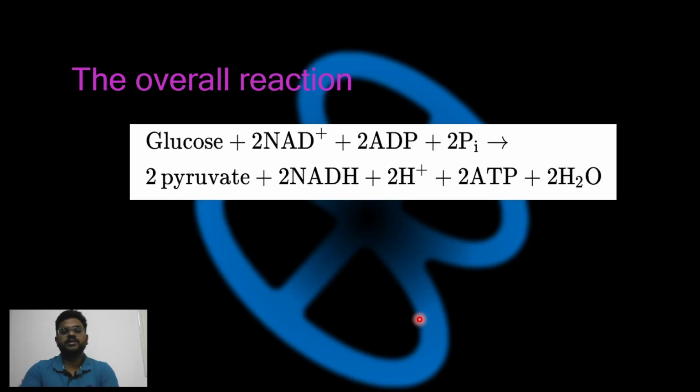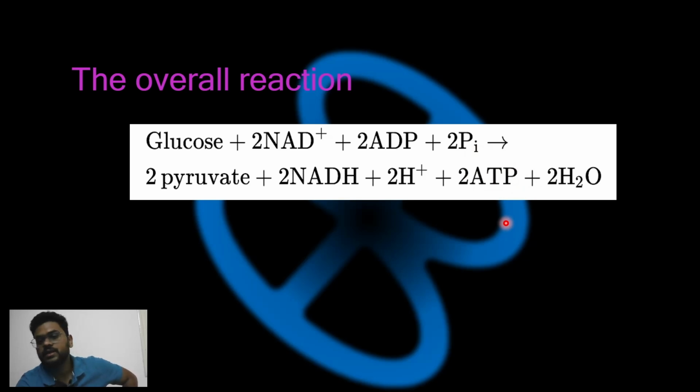So the overall reaction could be written like this: glucose plus 2 NAD plus 2 ADP plus 2 inorganic phosphate, yielding 2 pyruvate, 2 NADH, 2 H plus, 2 ATP and 2 H2O. Here we know in the preparatory phase we actually used 2 ATPs, but in the payoff phase we got 4 ATPs. So the net is 2 ATPs. So that's why this reaction is like that. But only a little energy from this 6 carbon compound is trapped as NADH and ATP.